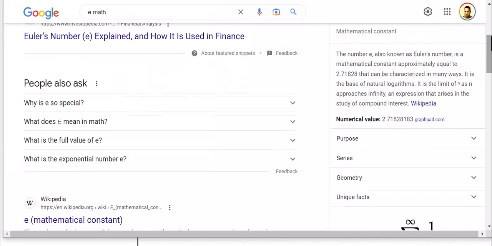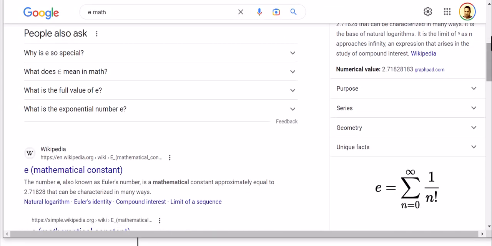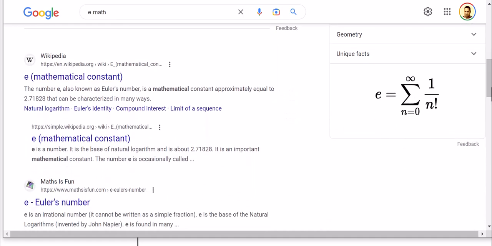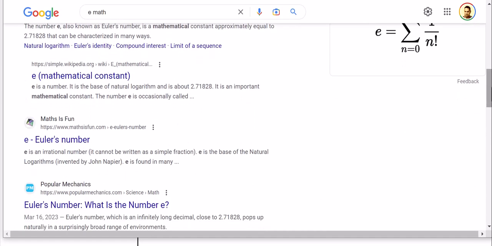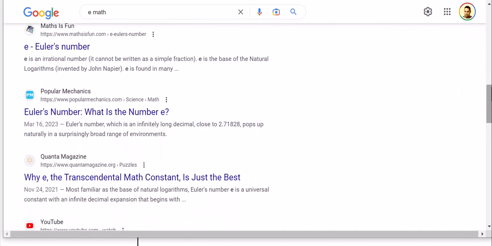And we could go on and on about this, right? Why is e so special? Purpose, numerical value, exclamation mark. It's like math is cussing at us finally. Crazy. Okay.